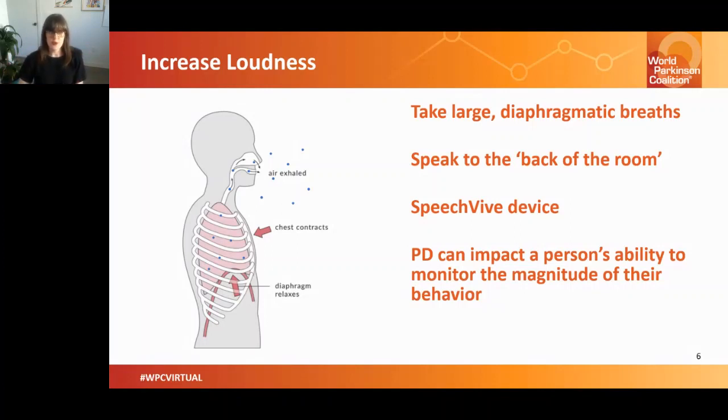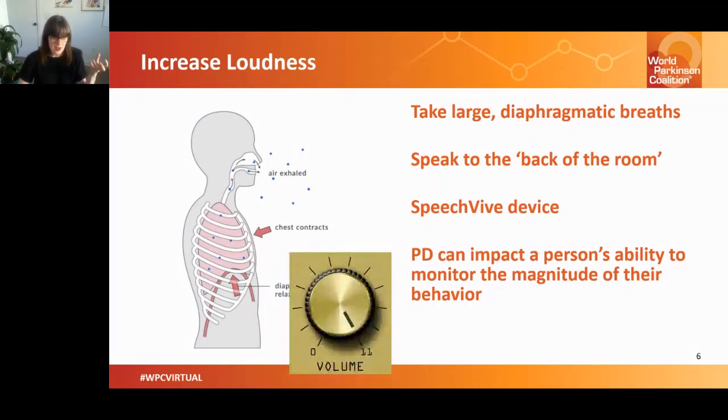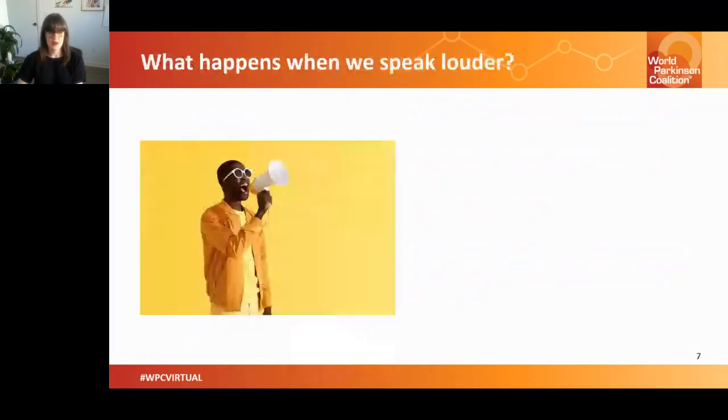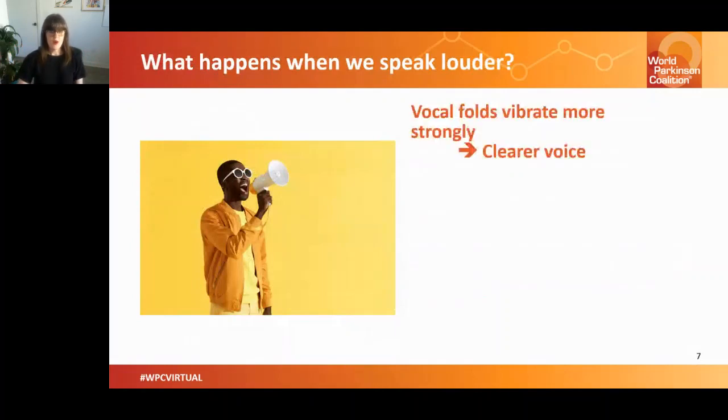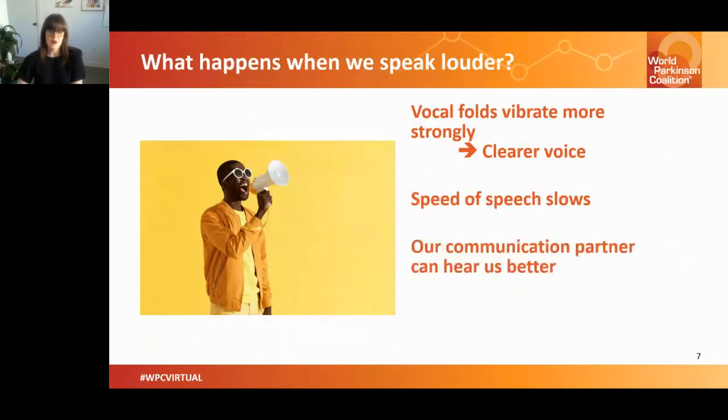And so when we do therapy and we increase loudness and turn up the volume, people feel like they may be shouting, whereas if they're speaking louder, it might be speaking at a normal loudness of voice. So what happens when we increase our vocal drive and we speak louder? Our vocal folds vibrate more strongly and we have a clearer voice. We tend to automatically slow our speech, and that results in our communication partner hearing us better.